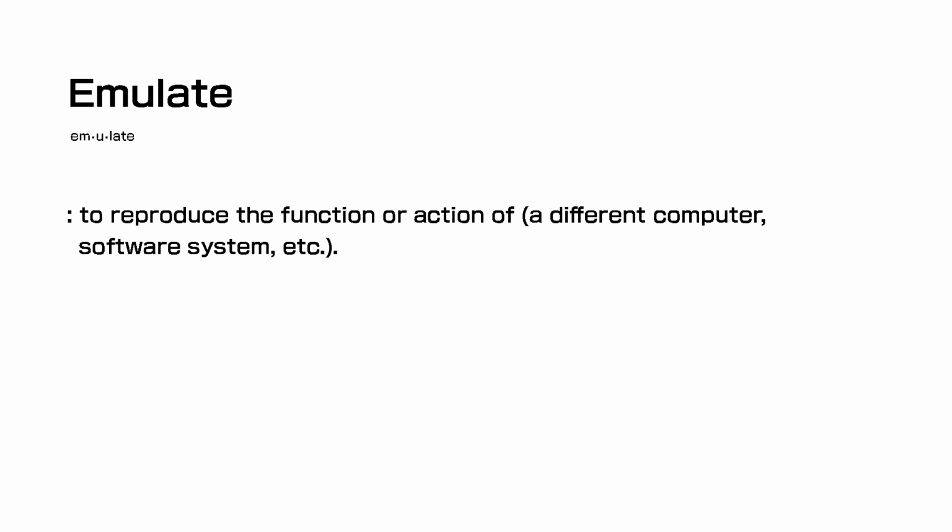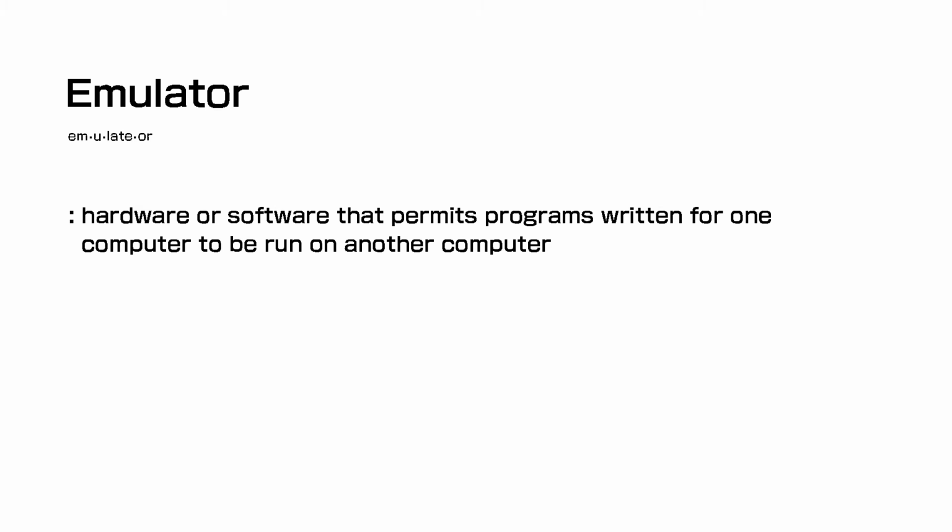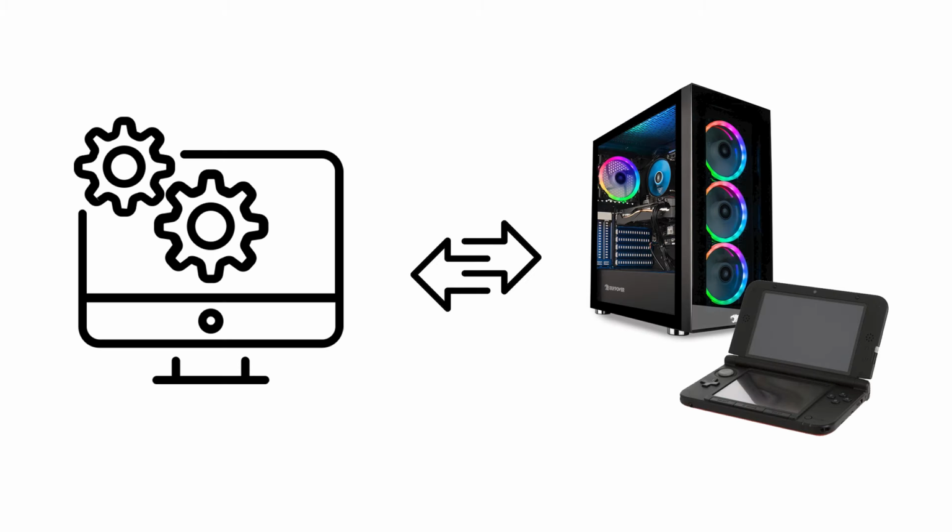The term emulate means to reproduce the function or action of a different computer, software system, etc. The basic definition for the term emulator is hardware or software that permits programs written for one computer to be run on another computer. In simpler terms, an emulator is any sort of software that mimics how a different piece of technology works, whether it be a console or computer.